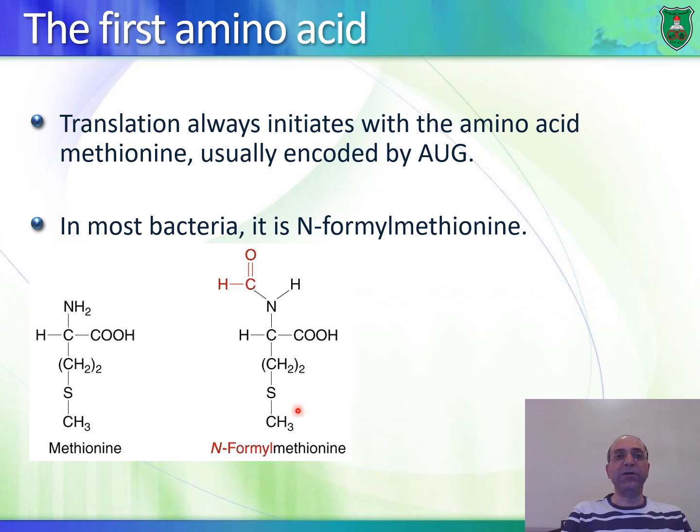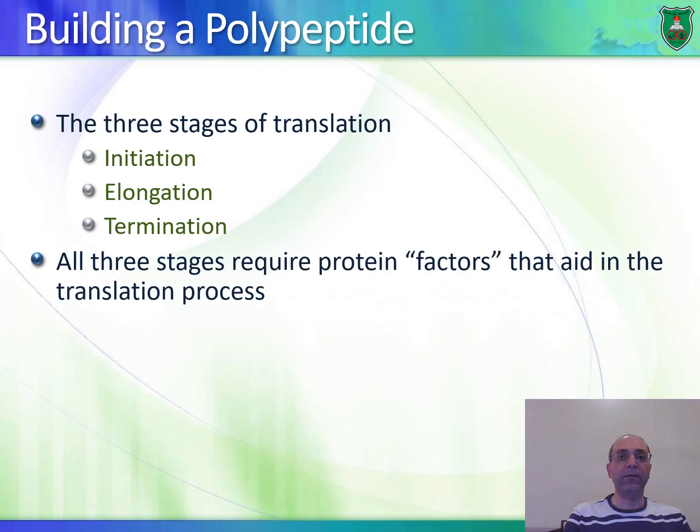Now, the first amino acid that is added is methionine, but there is a little difference between prokaryotic cells and eukaryotic cells. In prokaryotic cells, in most bacterial cells, the first methionine is not just a methionine amino acid, it's rather a modified methionine known as formyl methionine. So here you have methionine right there, and you have the methionine modified by the addition of a formyl group.